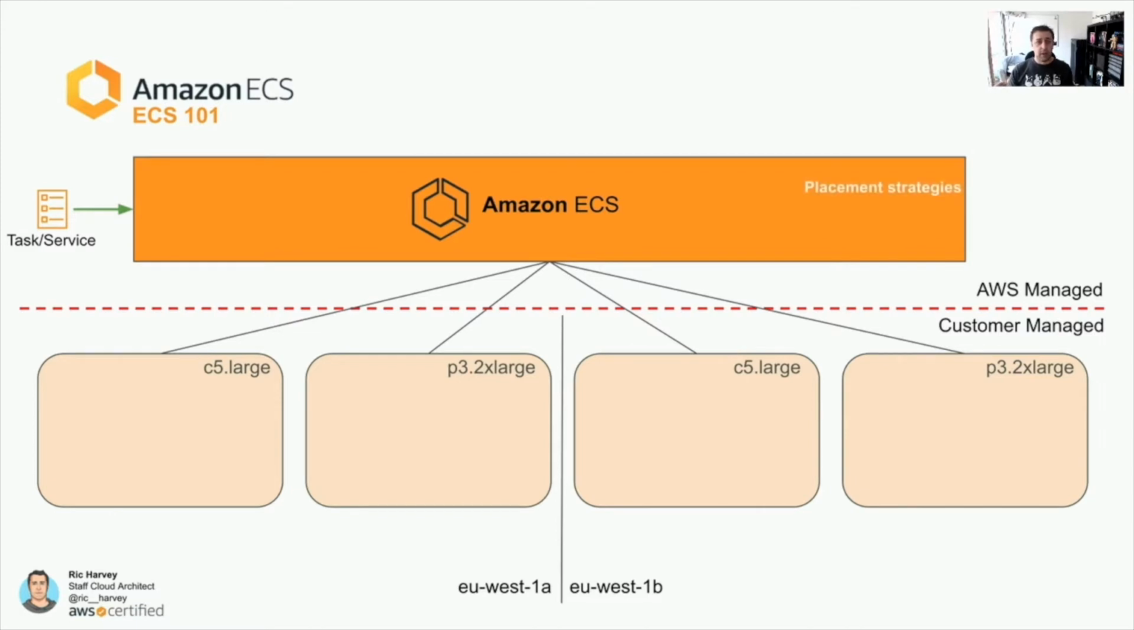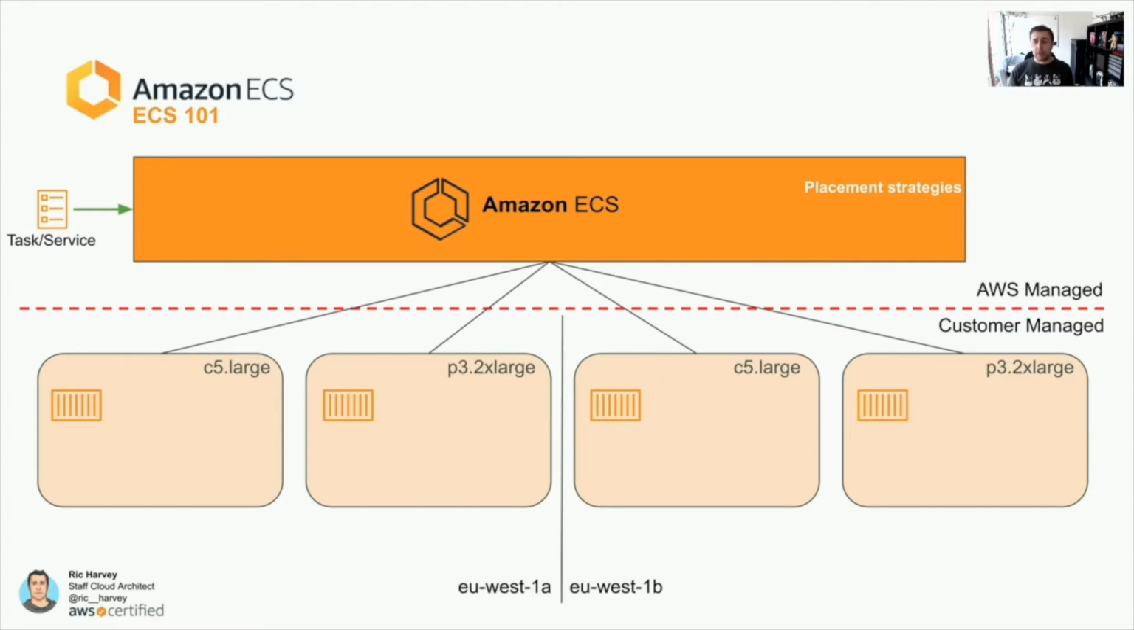When you go to place a task via a service, you have placement strategies. Placement strategies are ways of saying how you want the containers to be spread out within your cluster. So in this example, I've used something called availability zone spread. What that's doing is making sure that the 4 tasks I've asked it to run are equally spread out across the 2 availability zones I'm using. So in this case, I've placed a workload on each one of those instances.